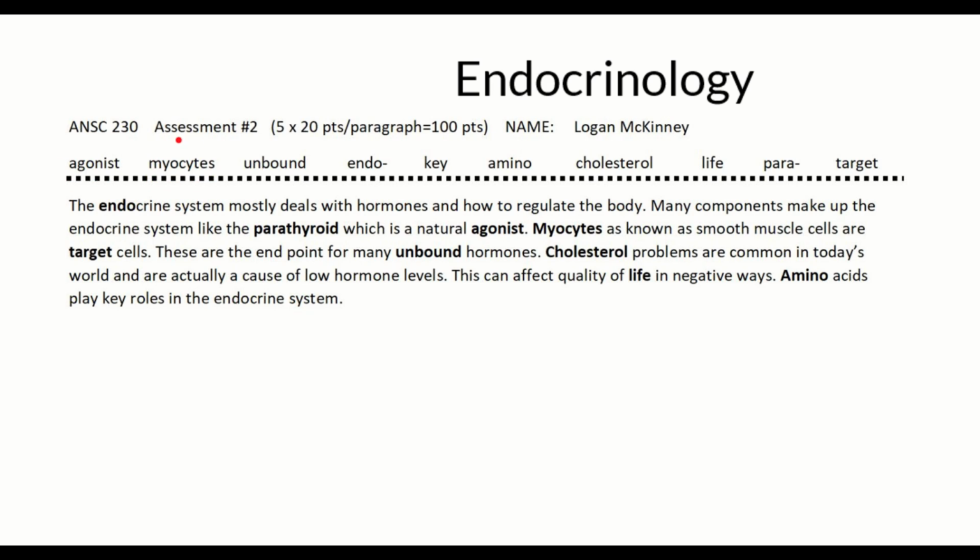Myocytes are all the muscle cells. Unbound hormones are the ones able to leave the blood and go act on target tissues. Endocrinology, yes, endocrine actions. Key hormones are like keys. They fit into a lock.